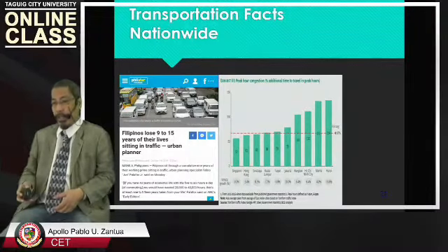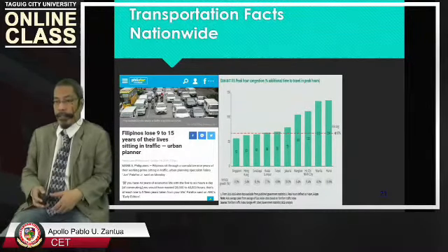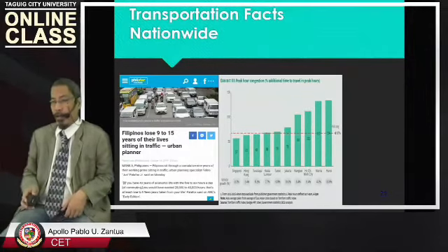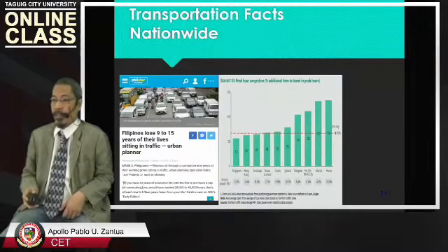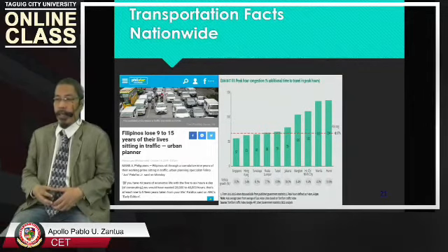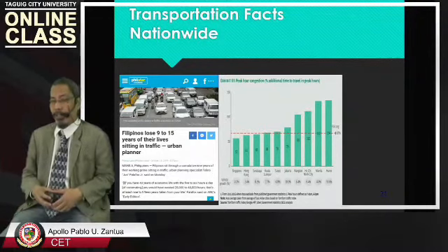So we have an interesting statistic. On the graph, we can see that Manila or Metro Manila is about 50%, 100% over the average when we are talking of what?